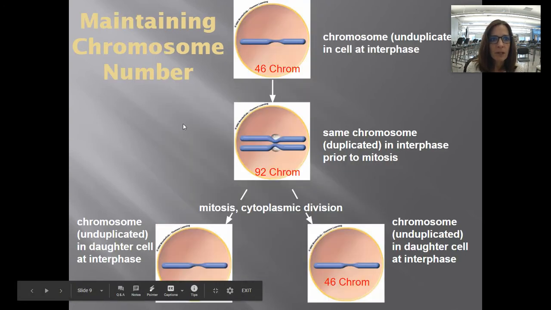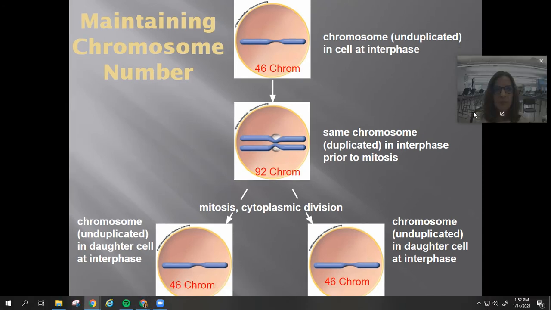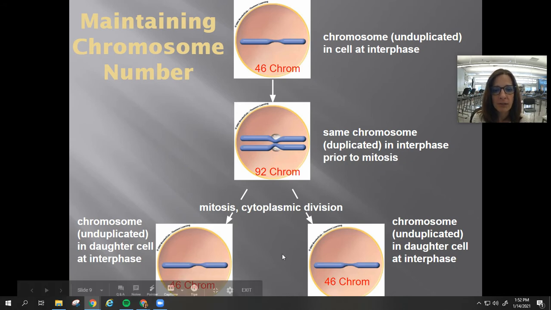Okay, so it's super important for chromosome numbers to be maintained because you want your daughter cells to be genetically identical to the mother cell or the parent cell. If those cells weren't identical, then you wouldn't have an organism that can function as a unit. So in interphase, you have 46 chromosomes, and the chromosomes are single. Okay, and then after the cell goes through S phase or synthesis, it doubles. And so here you have sister chromatids that are identical to each other, and so you have 92 chromosomes.